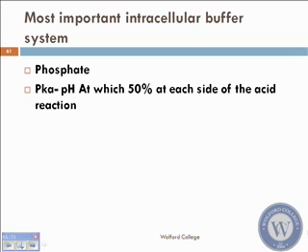Now, the most important intracellular buffer, make sure you note the difference. Extracellular was carbonic acid, the CO2 system. The most important intracellular buffer is actually phosphate. And that makes sense because CO2 is going to be rapidly depleted out of the cell. You don't want CO2 to stick around, right? It's a metabolic waste product, so you want to get rid of it.